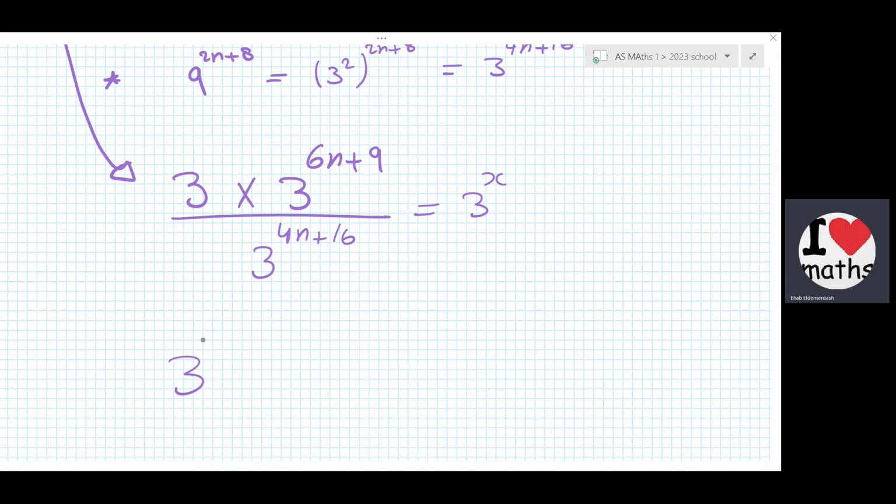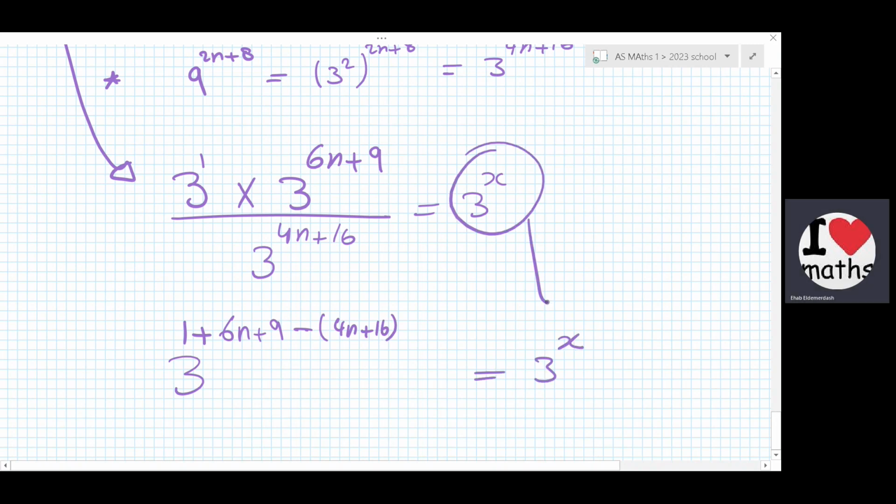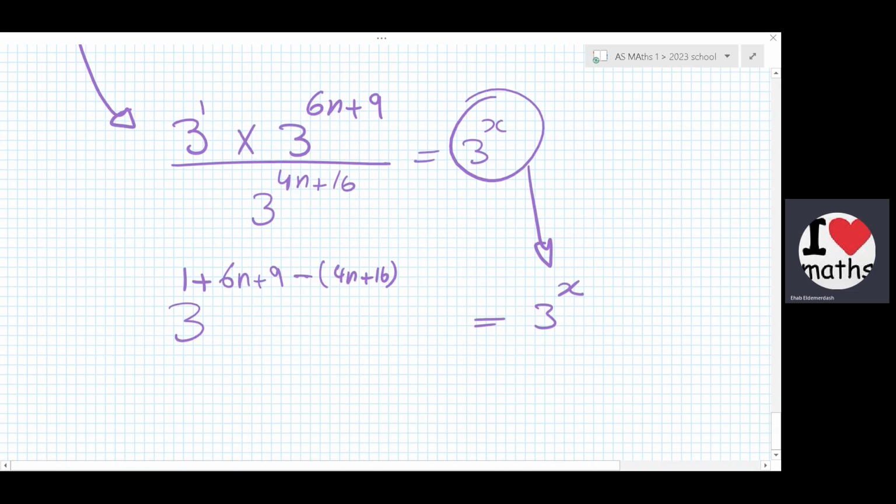Isn't that the case? So what I have to do is 1 plus, since the 3 here was power 1. It is not written, but I know it's power 1. And after that plus 6n plus 9, minus everything below, which is 4n plus 16, is equal to 3 to the power of x. The 3 to the power of x base stays as it is. What is my next step? I need to simplify. Let's do our simplify.